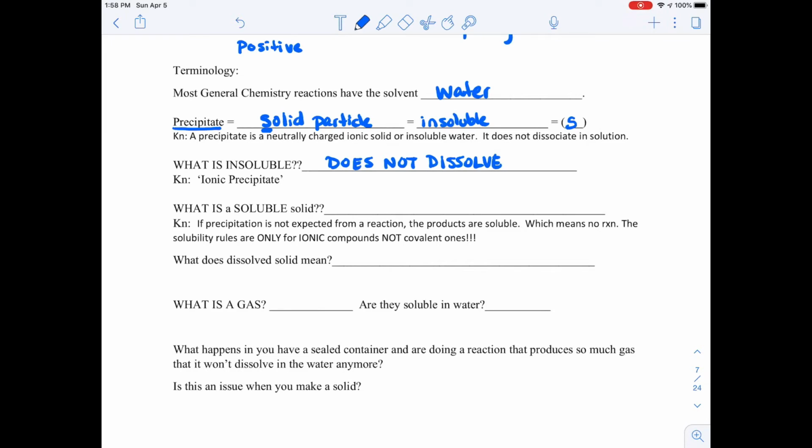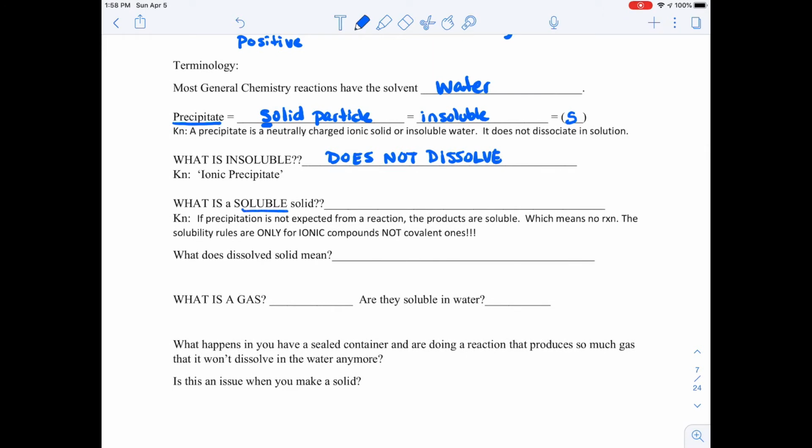All right, so here's where people get confused. What is a soluble solid? This is a weird pairing of words, because the word soluble means that it is dissolved. So soluble is a dissolved solid. I don't like to use the word solid, but Newton does use it, and that's why I've included it.